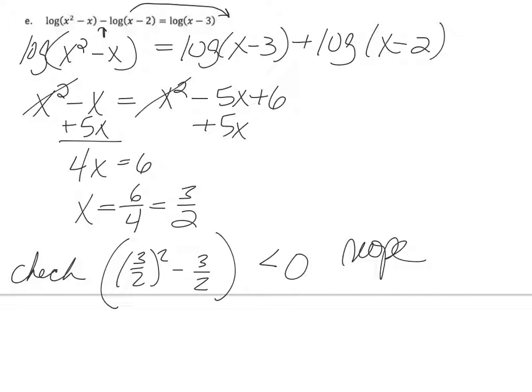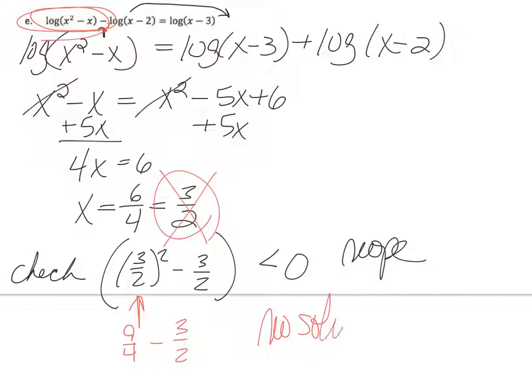All right, I got an answer of x equals 6 over 4, which simplifies to 3 over 2. I checked it in the first logarithm in the problem. 3 halves squared is 9 fourths, minus 3 halves is less than 0. So that solution does not work. Therefore, there are no solutions, because we only got one, and if it doesn't work, we don't have any more to check.